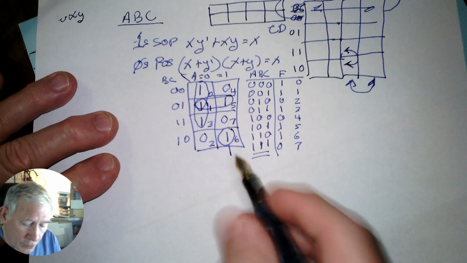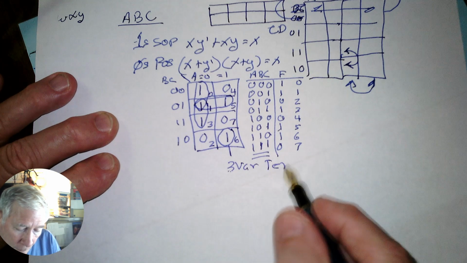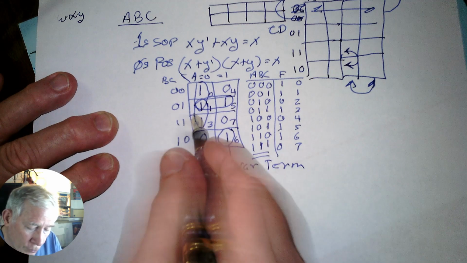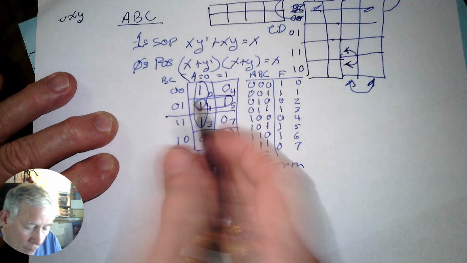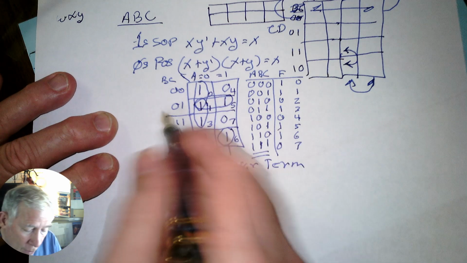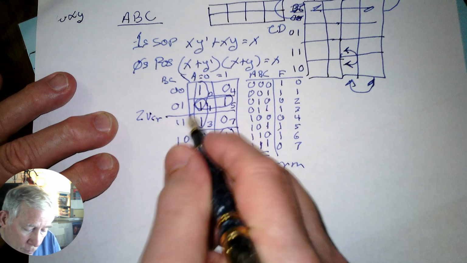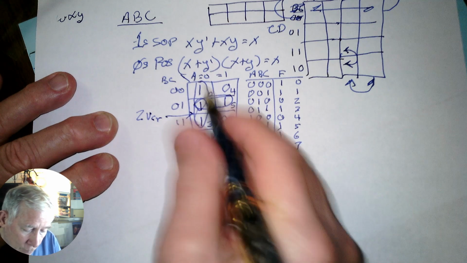So this one is going to be a 3 variable term. These are groups of 2, so they're going to drop 1 variable. We have 3 variables ABC, now we just have 2, so it's going to be a 2 variable term. And all these are going to be 2 variable terms. This group, and that group.